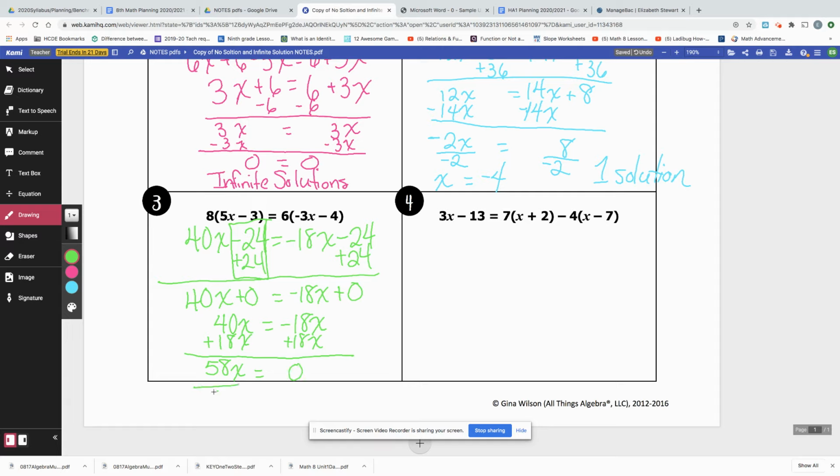Got to be careful here. Multiplicative inverse of that coefficient, 58 divided by 58 is 1. Still multiplied by x. 0 divided by 58. Notice 0 divided into 58 portions will yield 0. This is a one solution type of problem. So the solution is 0.